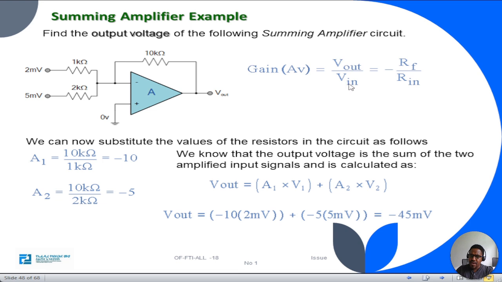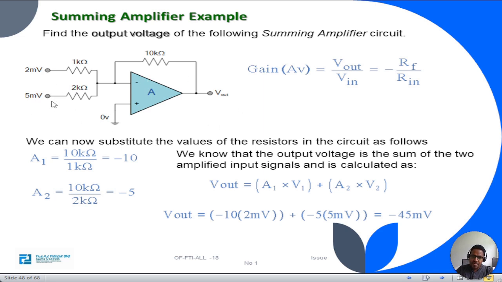So our gain is V out over V in equal to minus RF over Rin. That is our inverting type of amplifier. So we can now substitute the value of resistor in the circuit as shown. So gain 1 for V1, 10 kilo over 1 kilo, that becomes minus 10, the gain for V1 input.